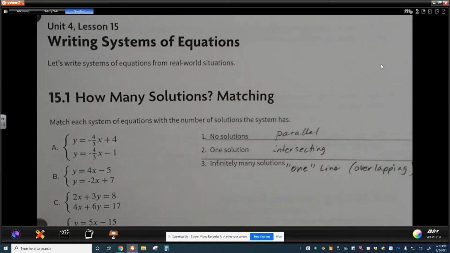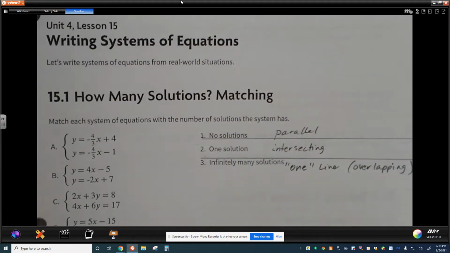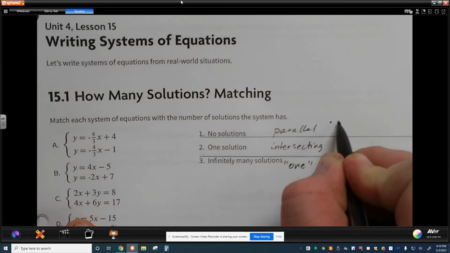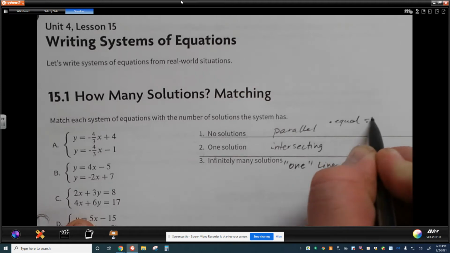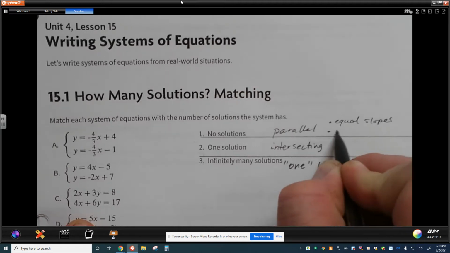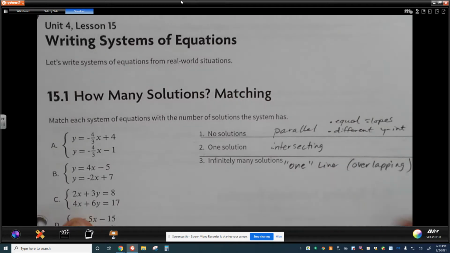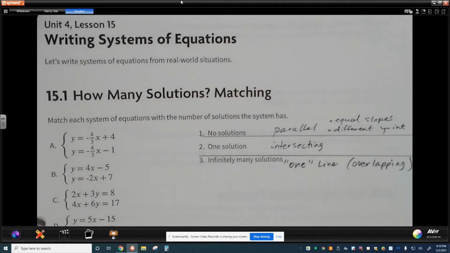Something that really helps out as a strategy for being able to solve a system of equations is having an idea of how many solutions it's going to have before I even get started. The way that we can do that is we need to understand what these solutions look like. So when we talk about no solutions, we talk about having a set of parallel lines. When we talk about parallel lines, we understand that we have equal slopes, but we have different y-intercepts.